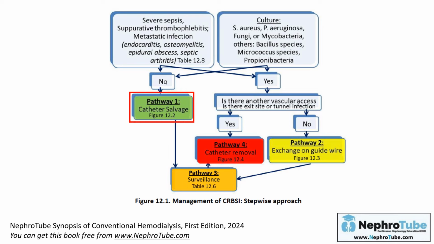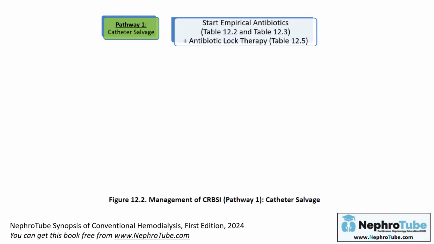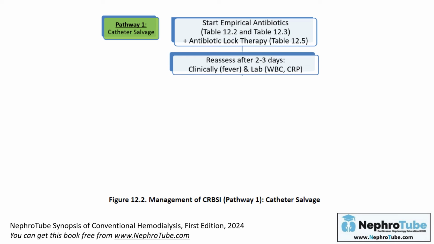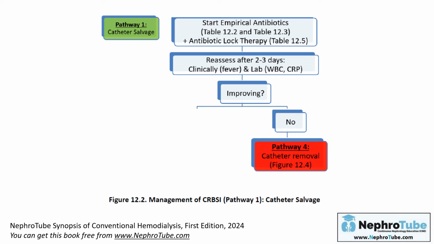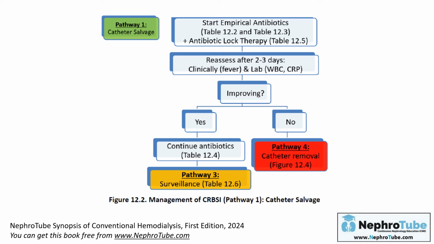First, I will start with the salvage pathway. In the salvage pathway, you will keep the catheter in its place. We'll start empirical antibiotics and antibiotic lock therapy. I will mention these details now. Then you have to assess the patient after 2 to 3 days regarding clinical response, fever, and laboratory response regarding the leukocyte count and CRP, whether there is improvement or not. If not improving, you have to remove the catheter. If there is improvement, continue antibiotics, then go to the surveillance pathway.